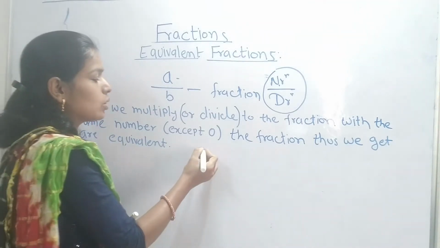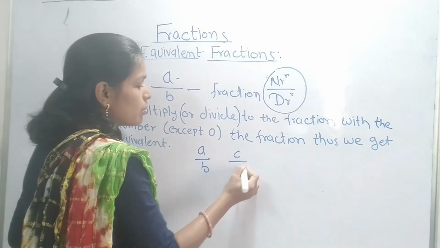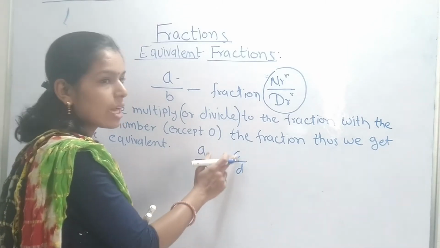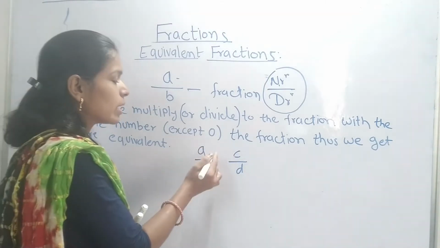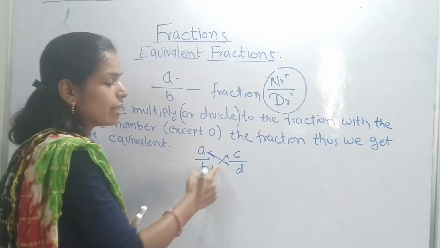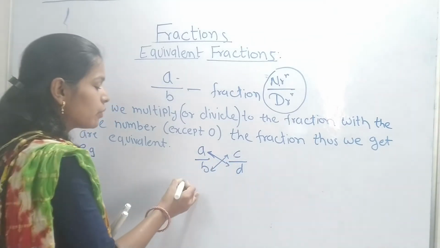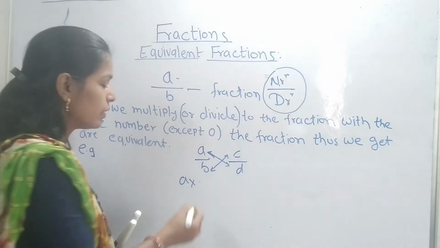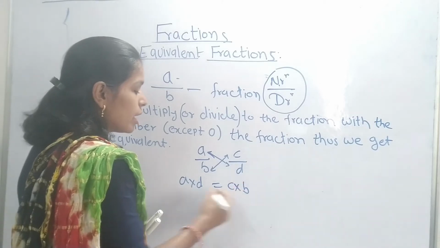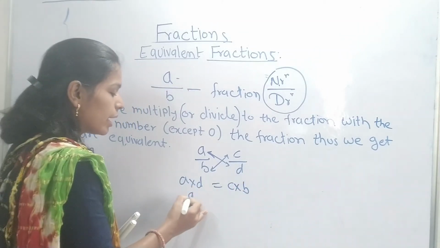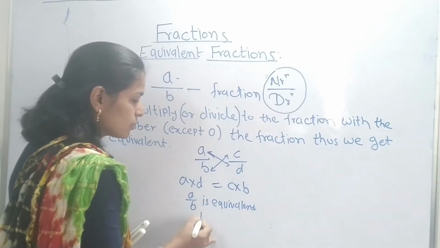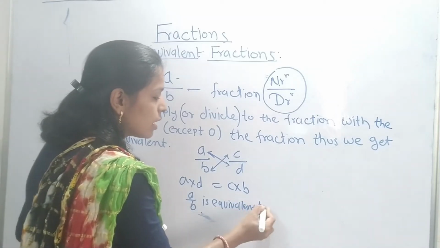Suppose you are given two fractions, a upon b and c upon d. To check whether the given fractions are equivalent or not, you have to cross multiply. You have to multiply a and d, and b and c. If their products are equal, that is a multiplied by d is equal to c multiplied by b, then a upon b is equivalent to c upon d.